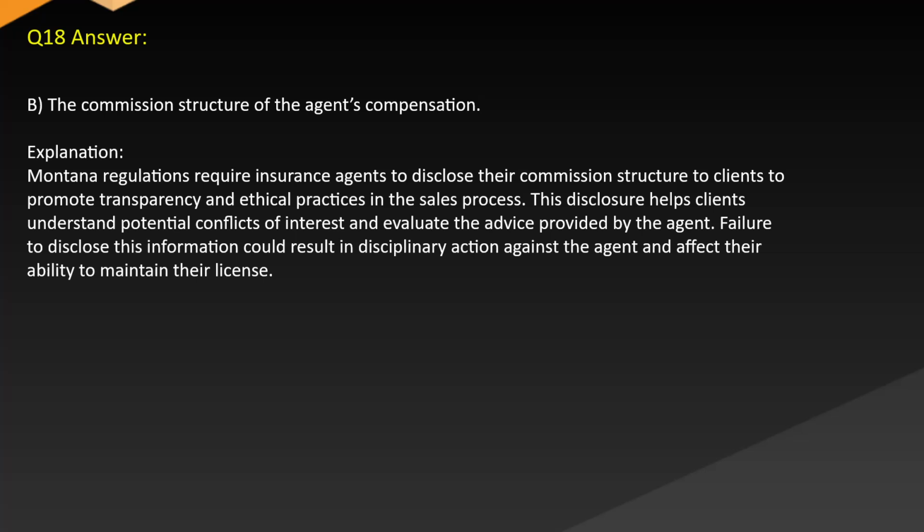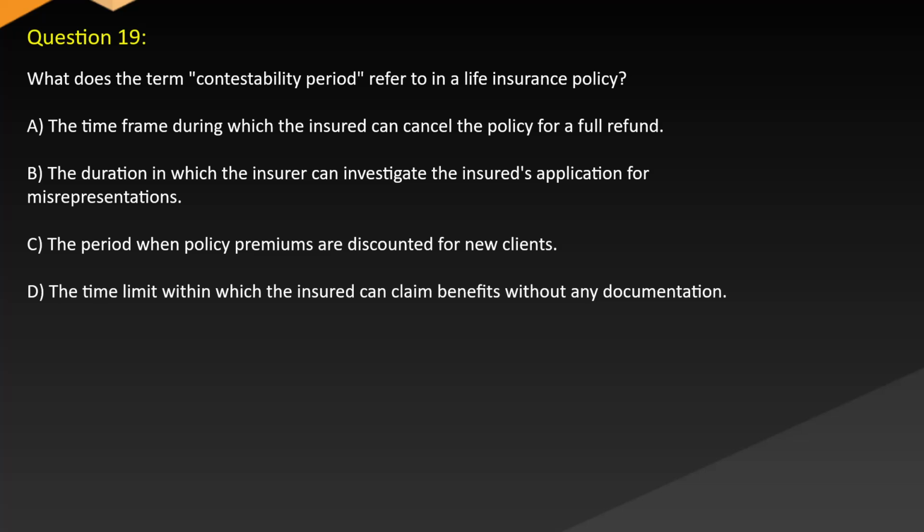Answer. B. The commission structure of the agent's compensation. Explanation. Montana regulations require insurance agents to disclose their commission structure to clients to promote transparency and ethical practices in the sales process. This disclosure helps clients understand potential conflicts of interest and evaluate the advice provided by the agent. Failure to disclose this information could result in disciplinary action against the agent and affect their ability to maintain their license. Question 19. What does the term contestability period refer to in a life insurance policy?